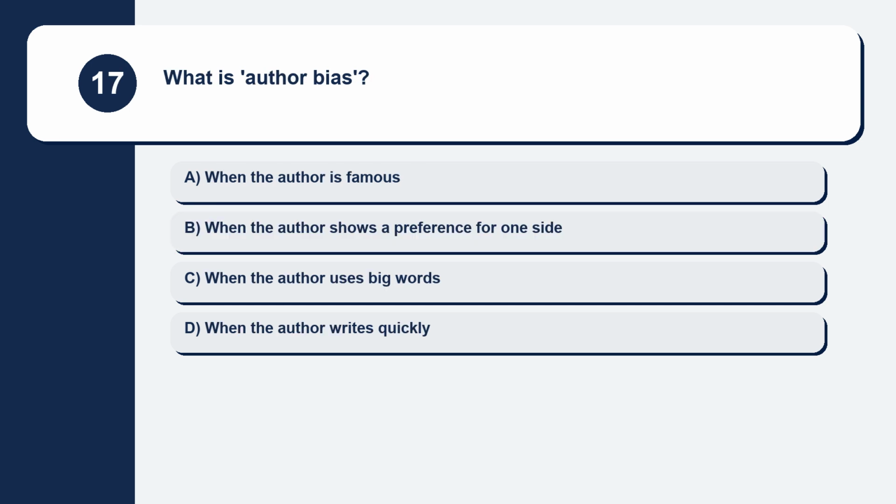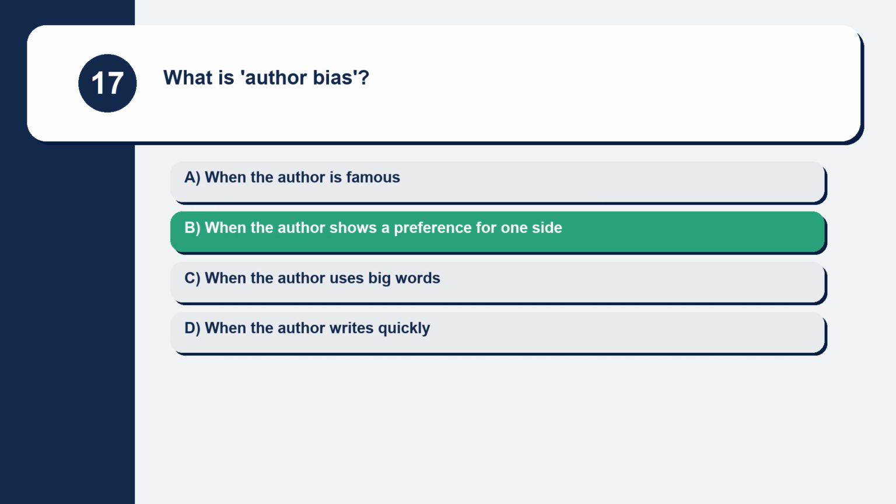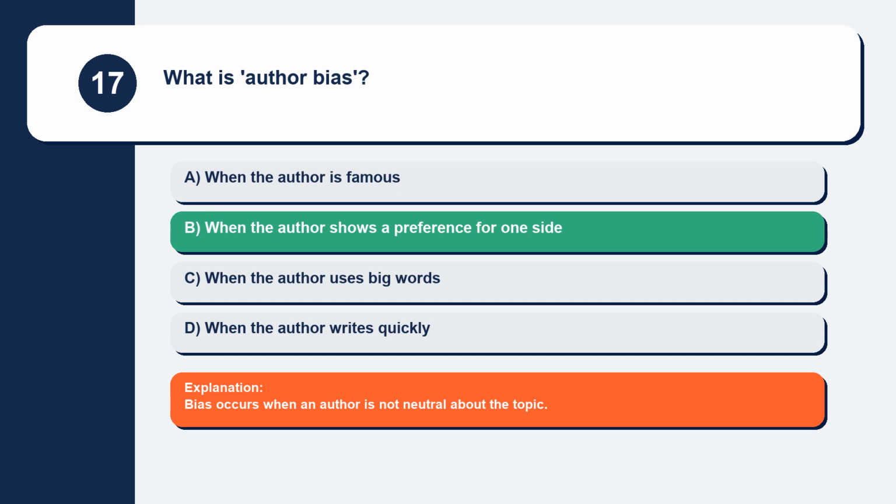Question 17. What is author bias? When the author is famous. When the author shows a preference for one side. When the author uses big words. When the author writes quickly. Bias occurs when an author is not neutral about the topic.